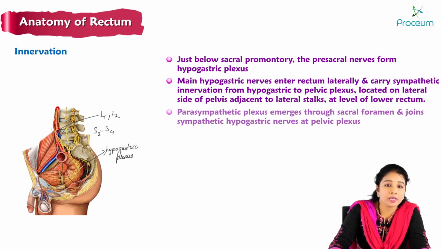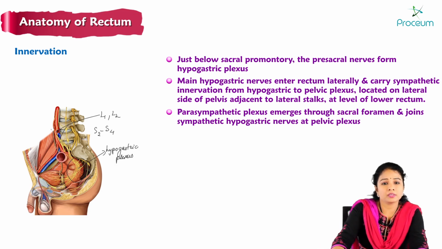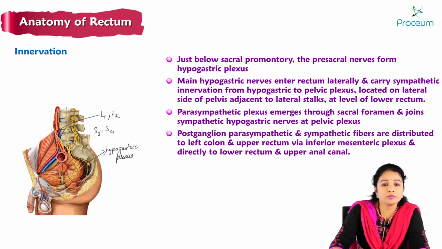Next, regarding the parasympathetic plexus, the fibers emerge from the sacral foramina and join the sympathetic hypogastric plexus to form the pelvic plexus. So they all join to form the pelvic plexus. Postganglionic parasympathetic and sympathetic nerves are distributed to the left colon and upper rectum via the inferior mesenteric plexus, and directly to the lower rectum and upper anal canal.